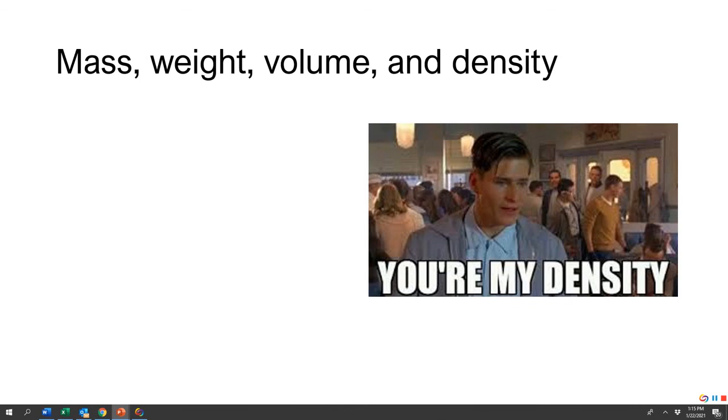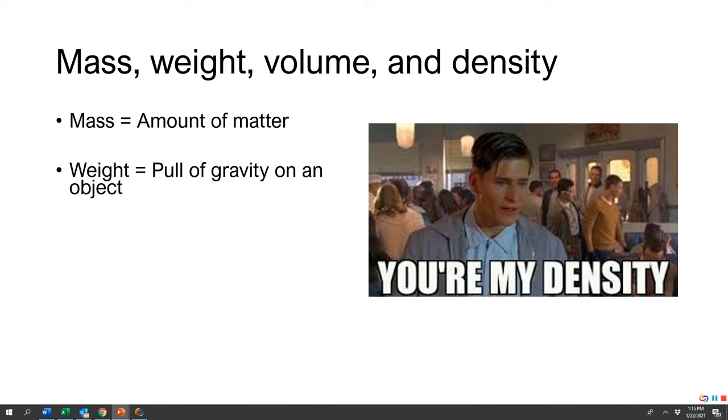So to start off, mass is just the amount of matter that an object has. Weight is the effect of gravity on that object, right? So we would weigh less on the moon than we would here. However, our mass would stay the same. The volume is how much space that object or you are taking up. And the last one is density.